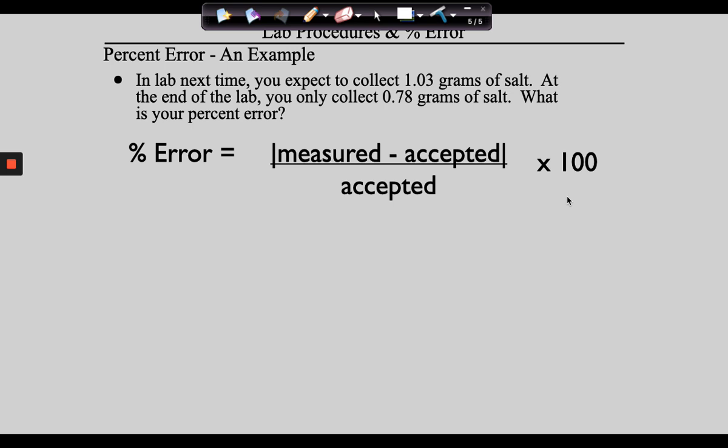Then guys, after that, we're going to start plugging in values. So we've got two numbers. We've got 1.03 and we've got 0.78. Which one of those numbers is the amount that we measured at the end of the lab? 0.78. So we're going to go percent error is equal to 0.78 grams.